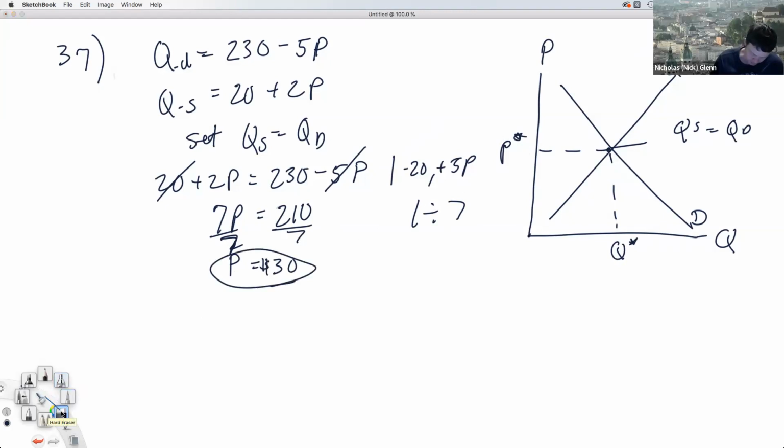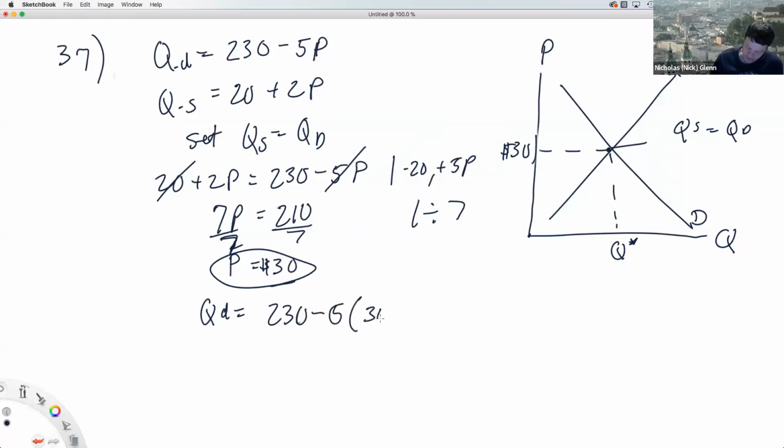We can erase that. We know that's 30 bucks. What about the quantity? Well, you can substitute into either one of these equations now. It's going to give you the same thing. So we put in quantity demanded, it's 230 minus 5p. The price is 30. So that's 230 minus 150, which is going to give you 80.